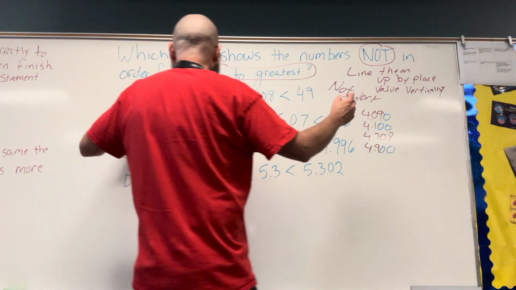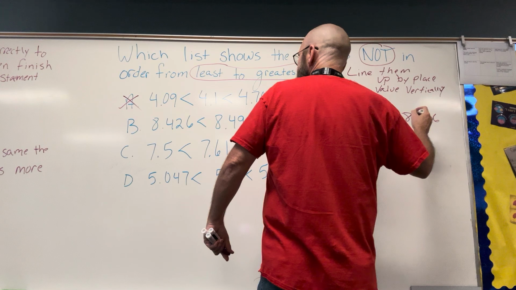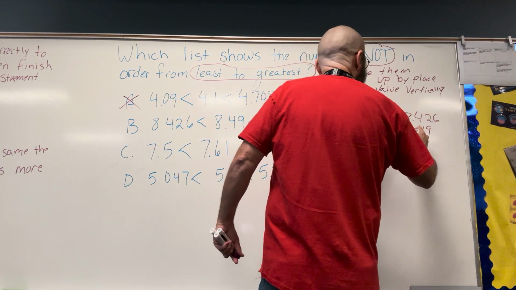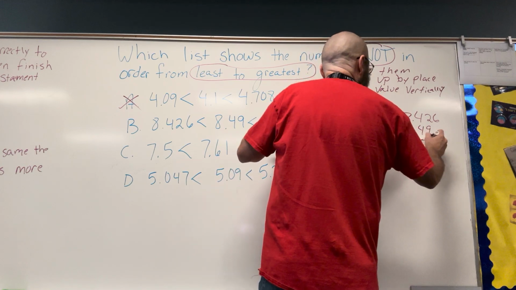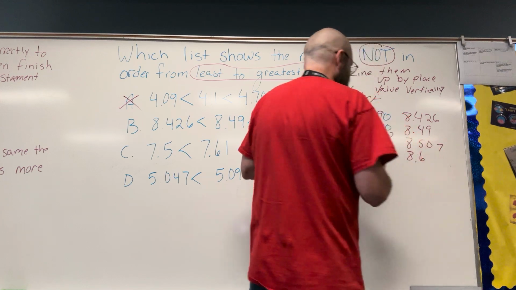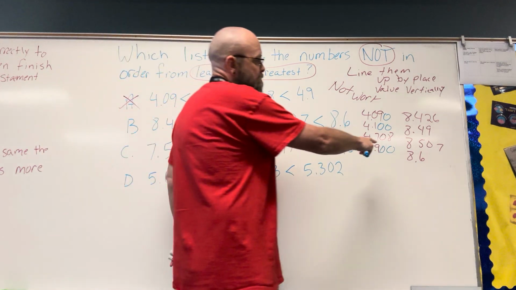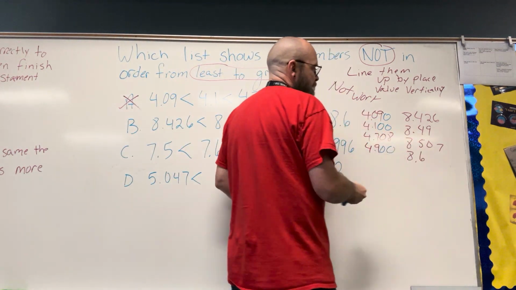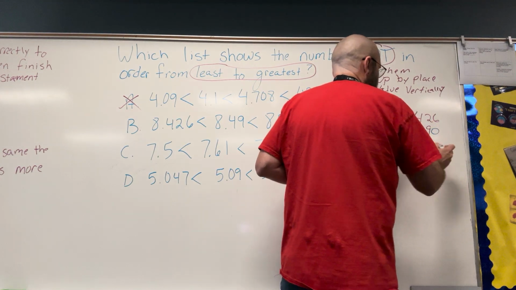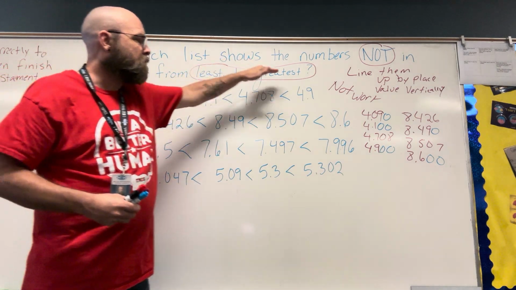B, we have 8 and 426 thousandths. We have 8 and 49 hundredths. We have 8 and 507 thousandths. And we have 8 and 6 tenths. We're going to add our extra zeros in so they all go out to the smallest place value, which in this case once again is the thousandths. And we're trying to see if we're going from least to greatest.